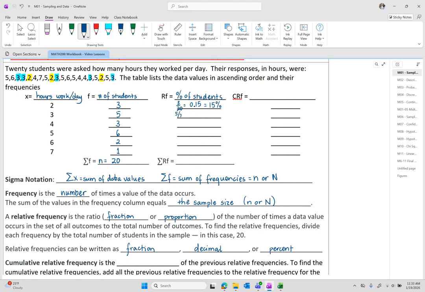5 out of 20 will be the relative frequency as a fraction for 3 hours of work per day, which is 25% or 0.25. So try to pause the video and do the rest of the relative frequencies on your own. Then add the relative frequencies to see what the total should be.